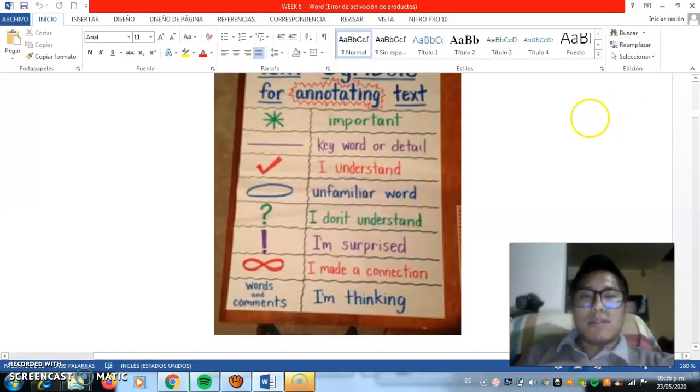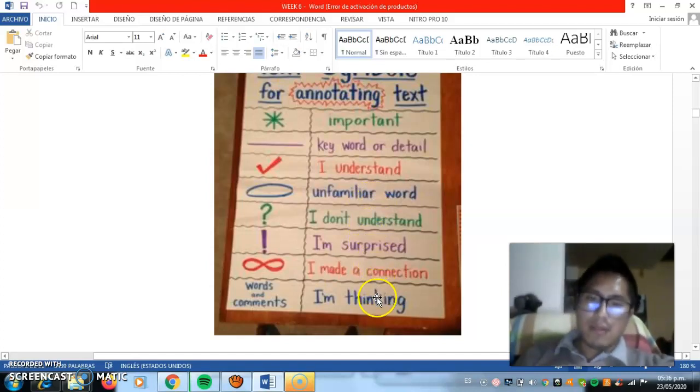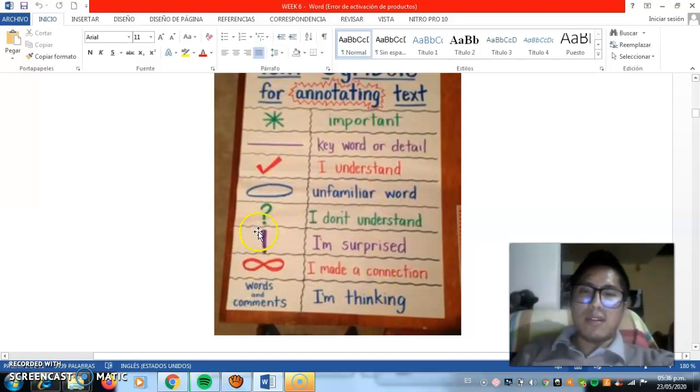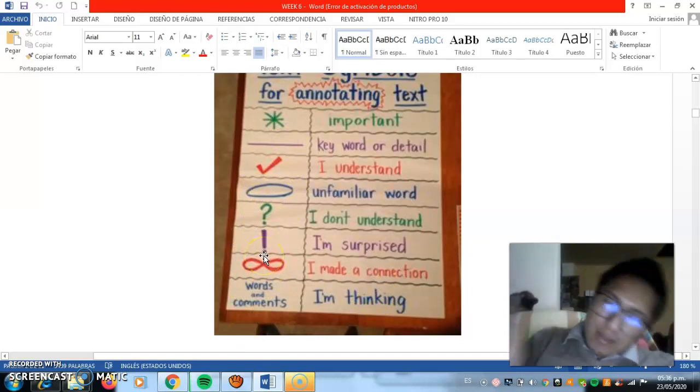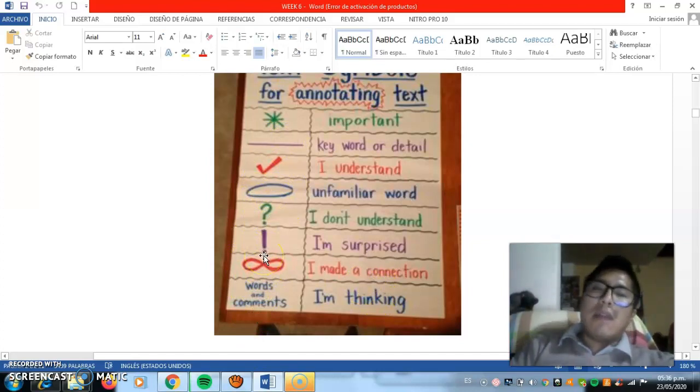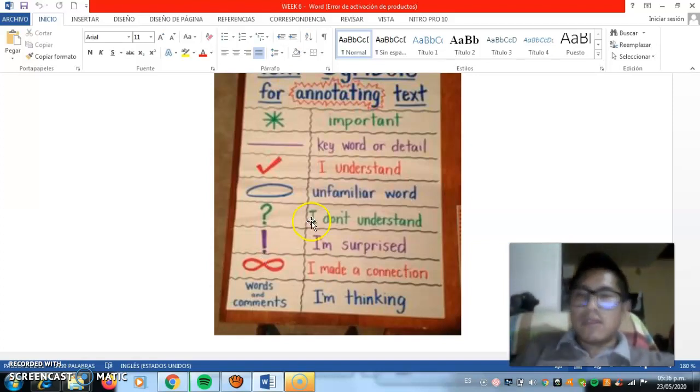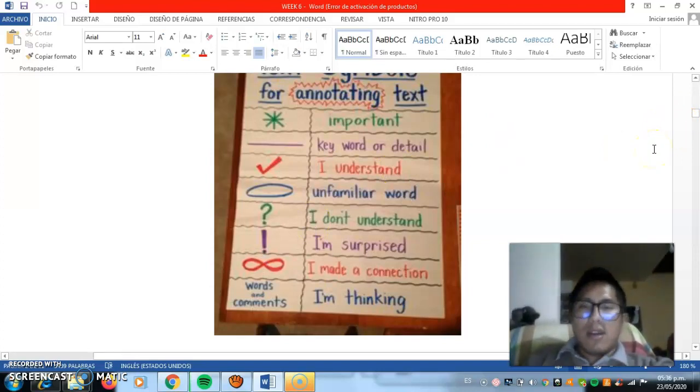Okay, you have this. Do you see? Important, keyword, detail, understand, unfamiliar word, I don't understand, I'm surprised, made a connection, and I'm thinking. So you can use the symbols in order to understand the text much better, and also later you can ask many questions, so you can reread one more time in order to find a better answer. It's a nice activity to apply. Also you can apply this with your students, and of course it will be good evidence that they are reading too.